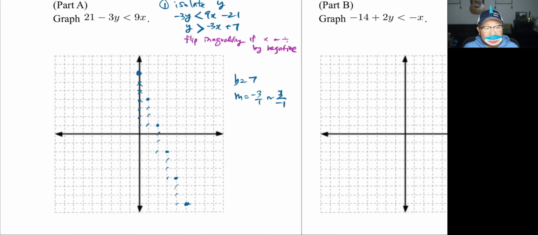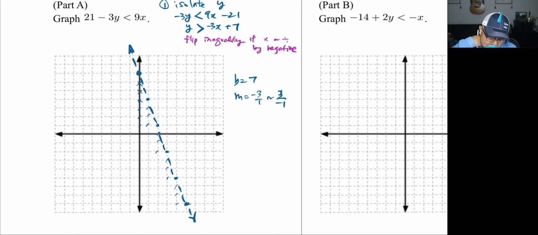I'm going to connect them, but here's the thing. It's greater than or equal to. Is it solid or dotted? It's dotted, right? So what I'm going to do is connect them so that all I do is just put dashed lines in the middle between those little dots. And right there. Okay? So there you go.